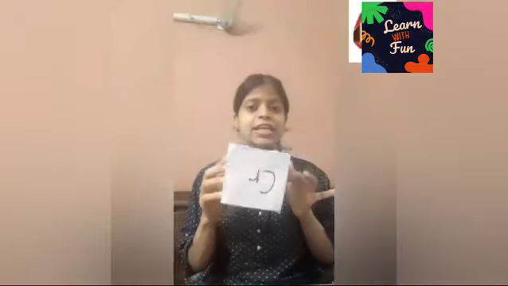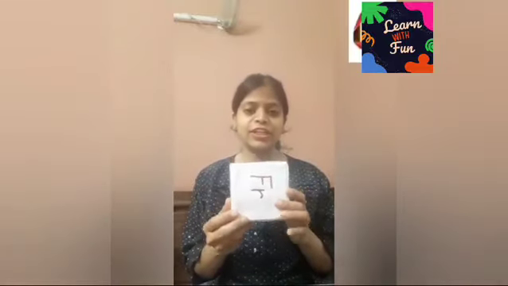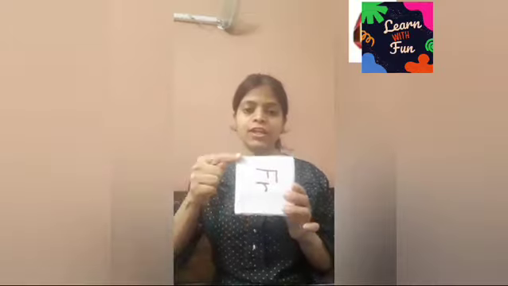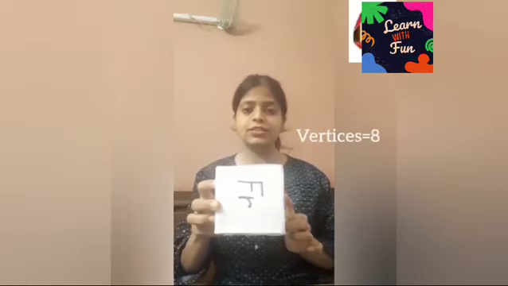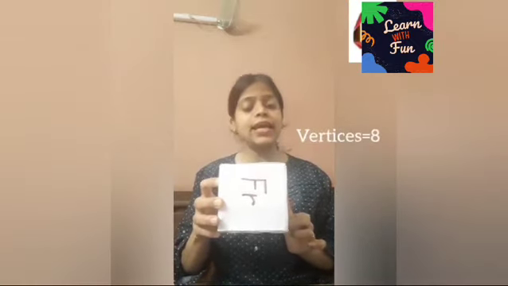Now let me take another shape. This is a cube. This dice is of cube shape. See, numbers are written on it. So let's count its corners first. 1, 2, 3, 4, 5, 6, 7, 8. So this cube has 8 corners.